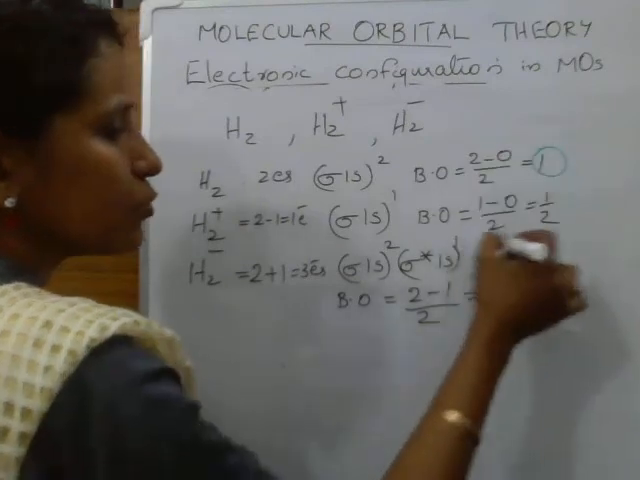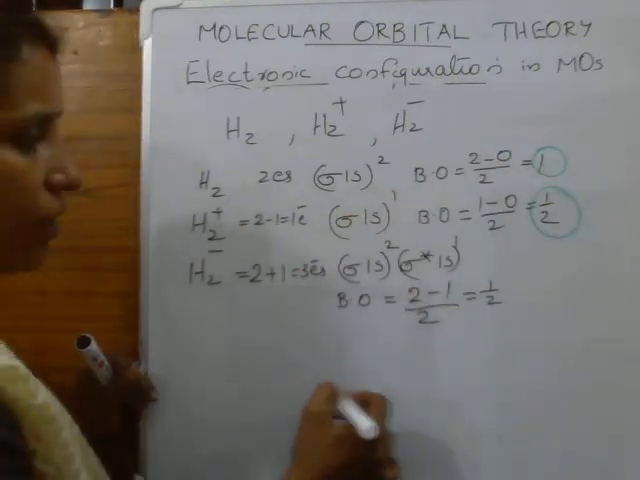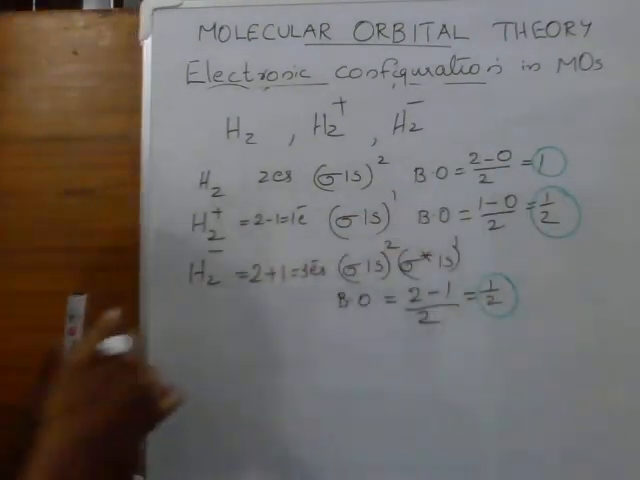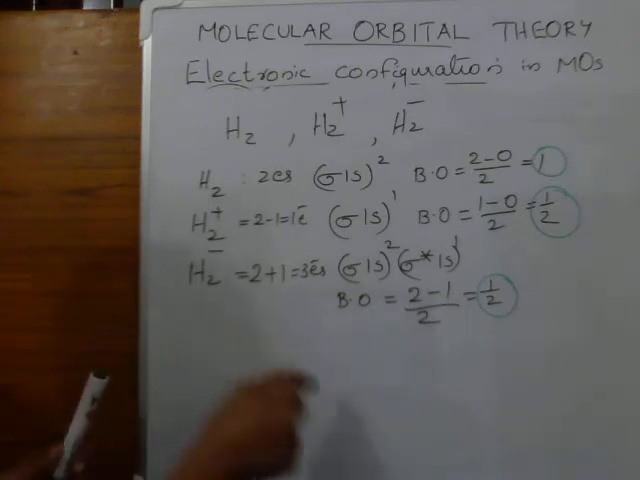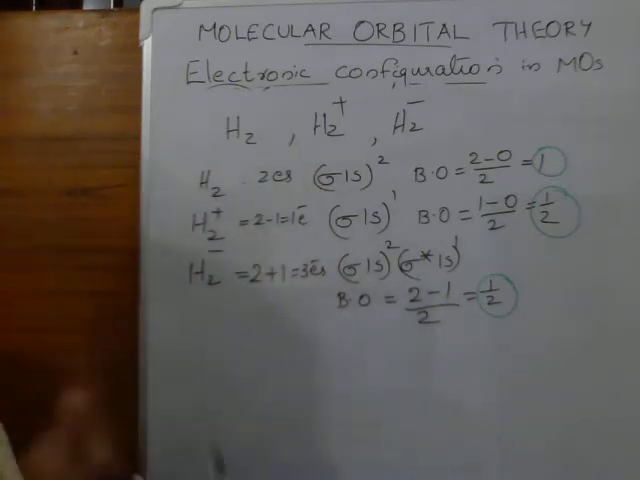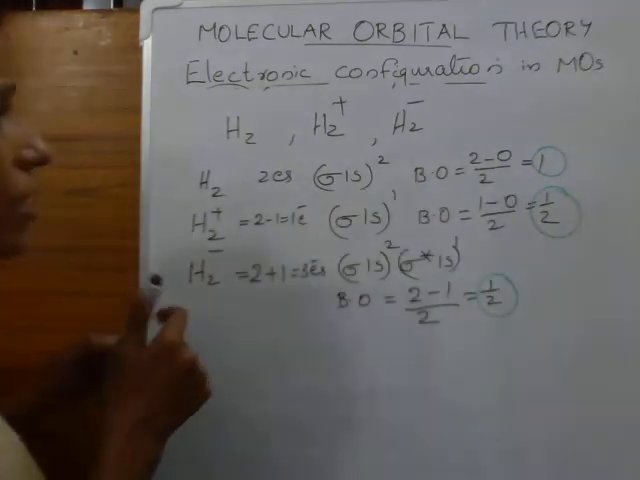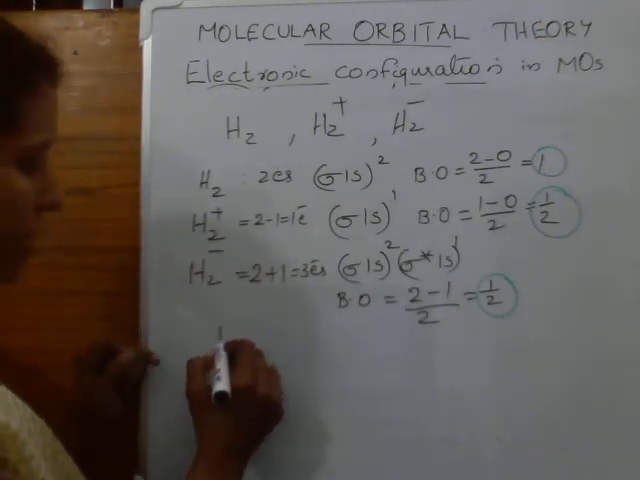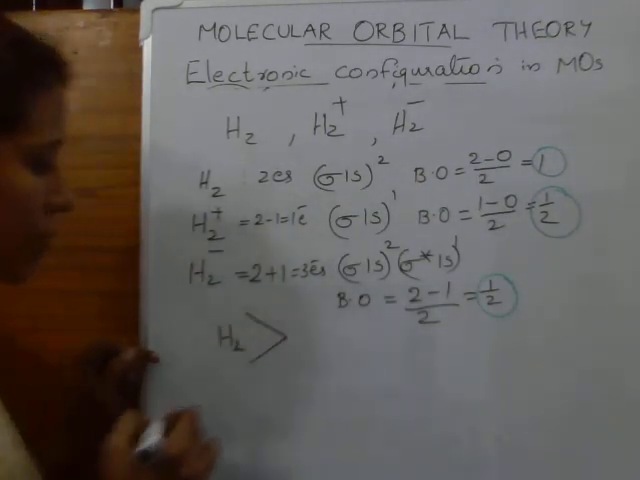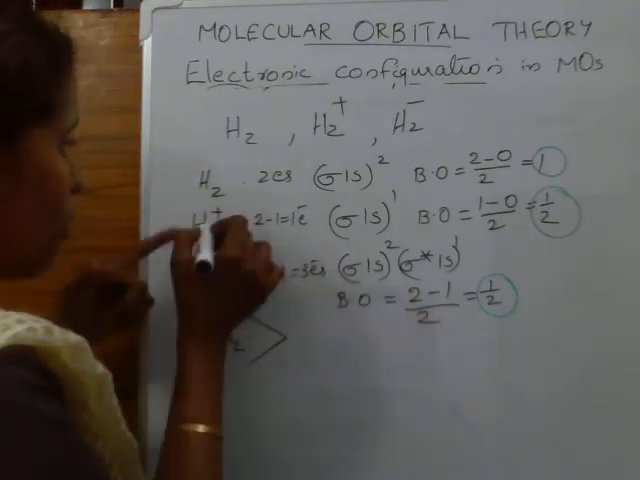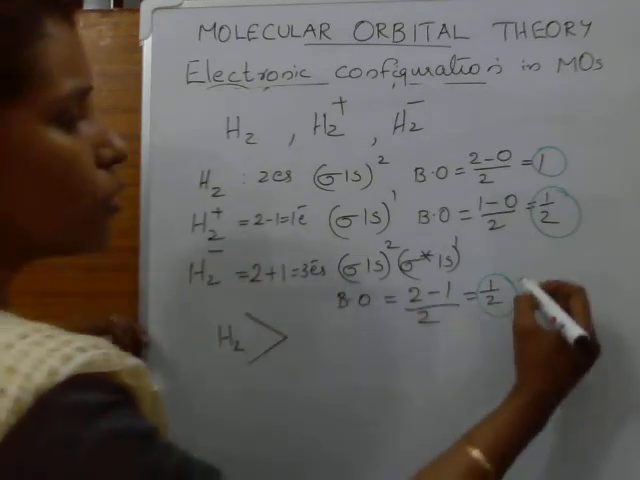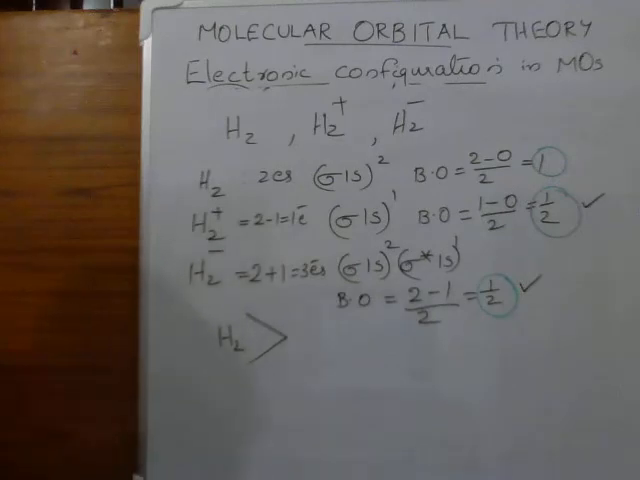Now from the bond order values, we can compare the stability. Bond order of H2 is 1, H2 plus is half, H2 minus is also half. We have studied that stability order will be the same as the bond order. So which is the most stable? The one having the highest bond order. Highest bond order is for H2, that is 1. So the H2 molecule is more stable than H2 plus and H2 minus ions. And here there is a problem. Both H2 plus and H2 minus ions have the same bond order.